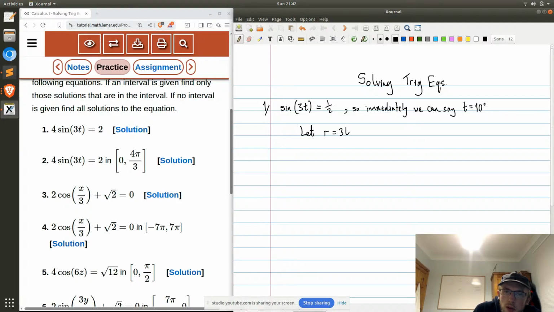Let r equals 3t. Then r is 30 degrees plus 360n for n, or 150 degrees plus 360n. That's how they usually say it. Isn't that right?